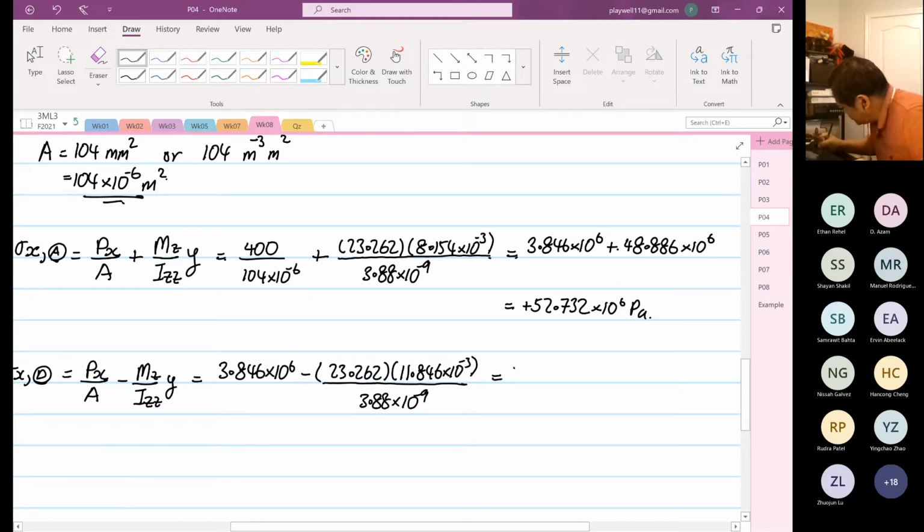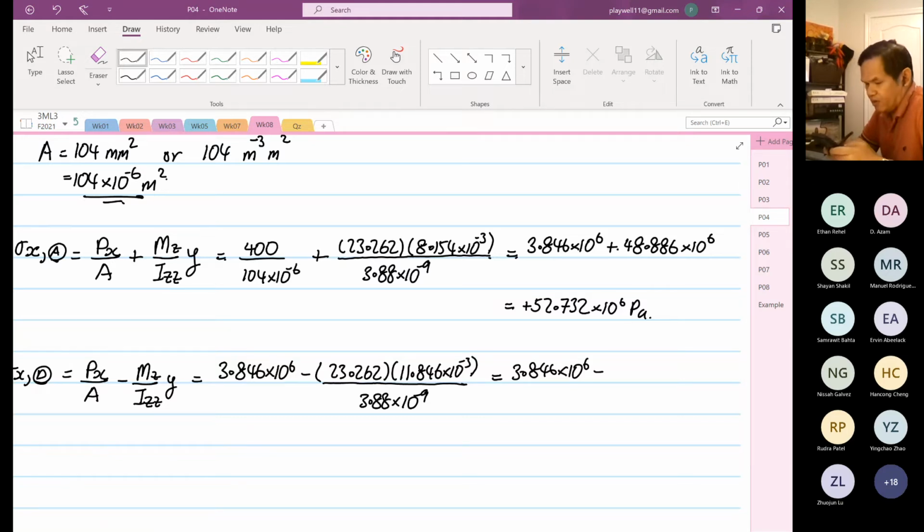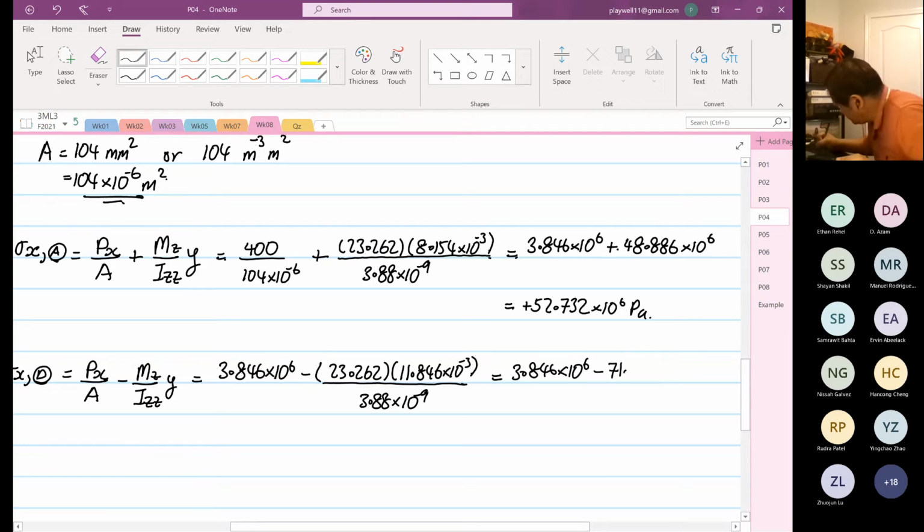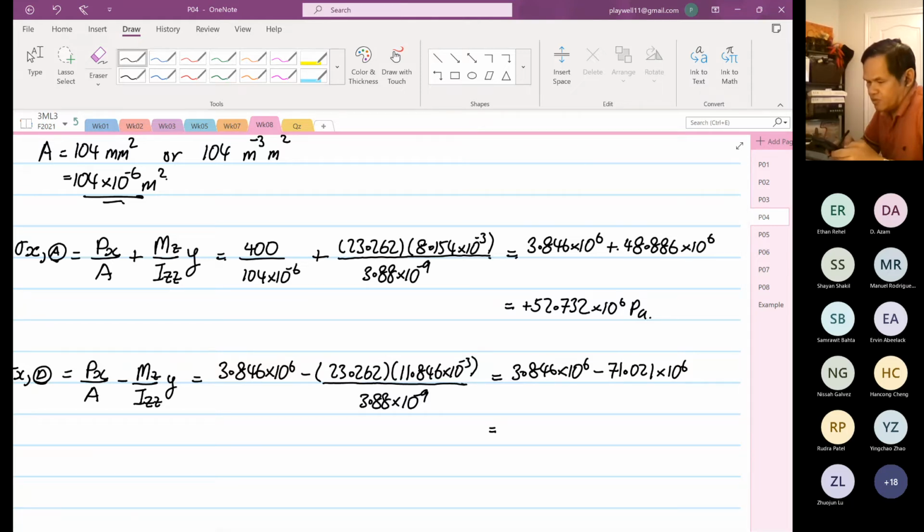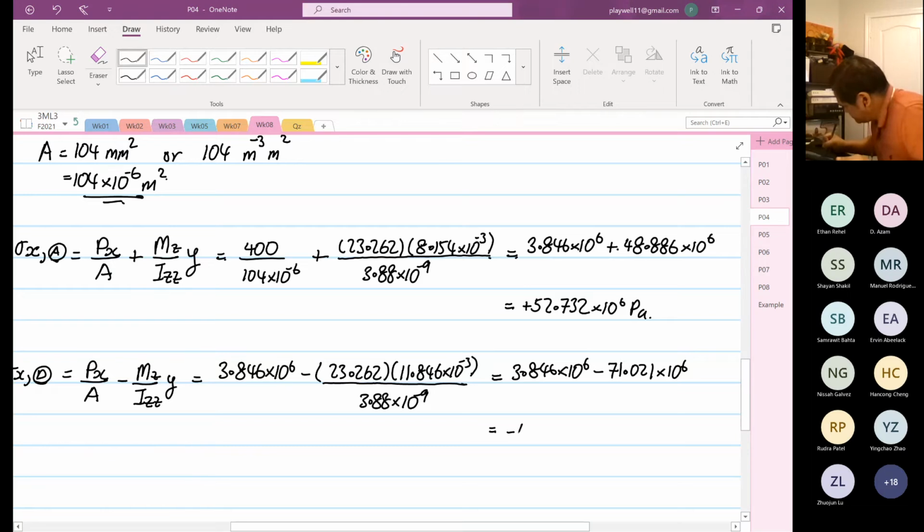Okay. So this is equal to 3.846 times 10 to the power 6 minus 23.262 times 11.846 power minus 3 divided by 3.88 power minus 9, which is 71.021 times 10 to the power 6. So this is equal to 3.846 power 6 minus 71.021 power 6, which is equal to minus 67.175 times 10 to the power 6 Pascal.